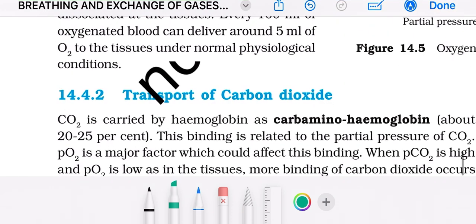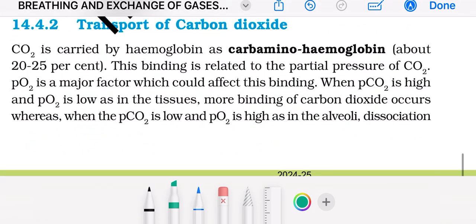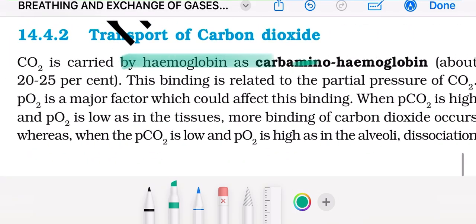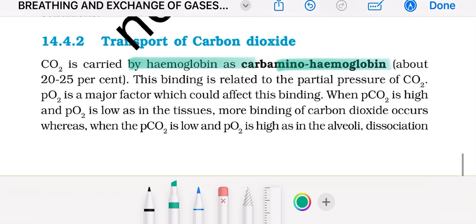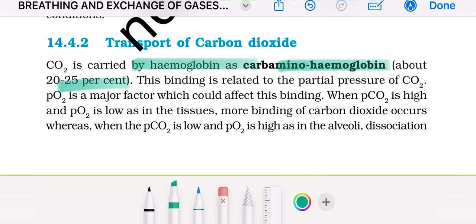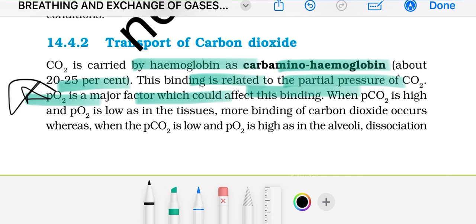Now, transport of carbon dioxide. Carbon dioxide is carried by hemoglobin as carbaminohemoglobin, about 20 to 25%. This binding is related to partial pressure of carbon dioxide. PO2 is a major factor which could affect this binding.